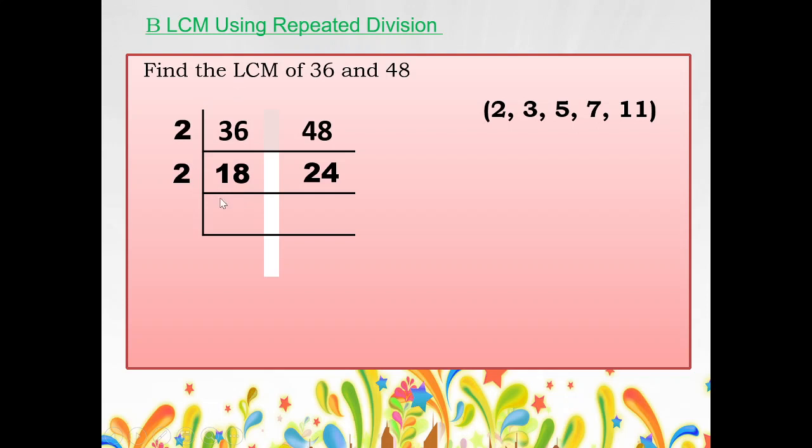18 divided by 2 is 9. 24 divided by 2 is 12. Okay? So, meron na tayong 9 and 12. Tignan natin. Yung 9, hindi na siyang multiple kay 2. Hindi na natin gagamitin si 2 as a divisor. Gamitin natin yung 3. Yung 9, pwede natin i-divide kay 3 or divisible by 3. And also 12. So, let us use 3 as a divisor. So, again, 9 divided by 3 is 3. 12 divided by 3 is 4.